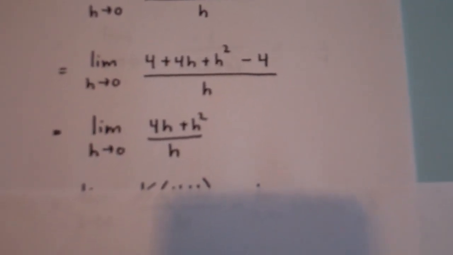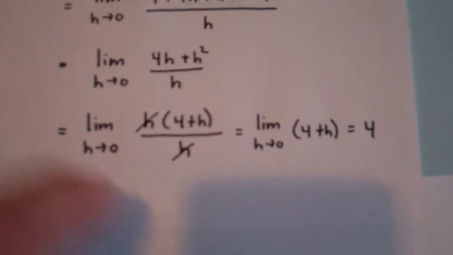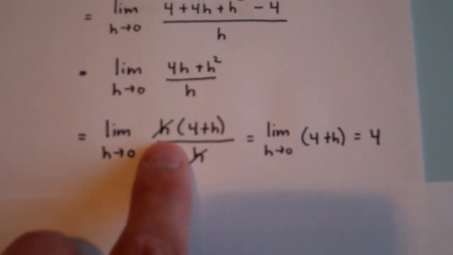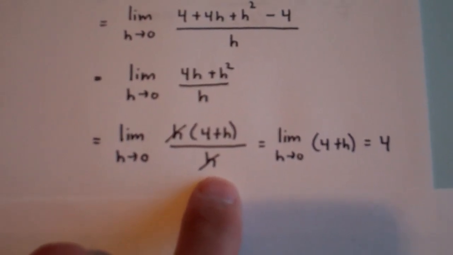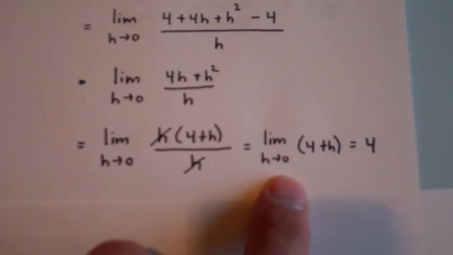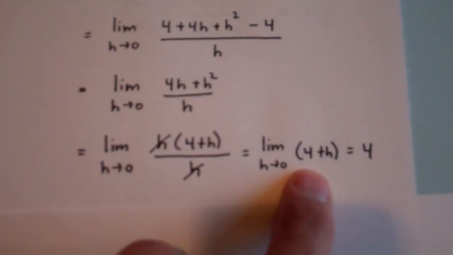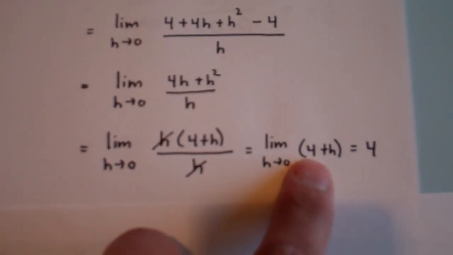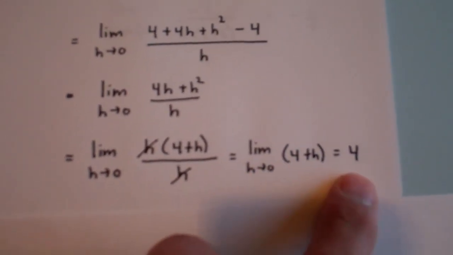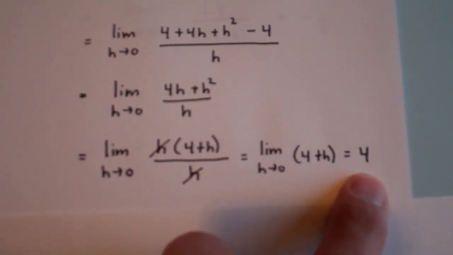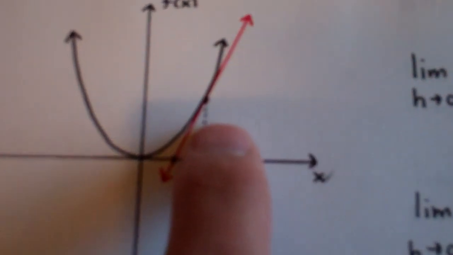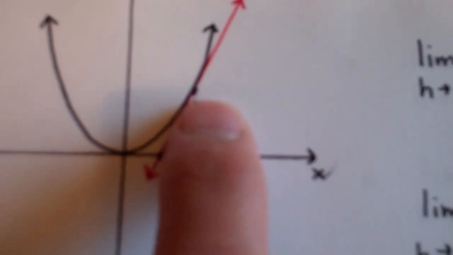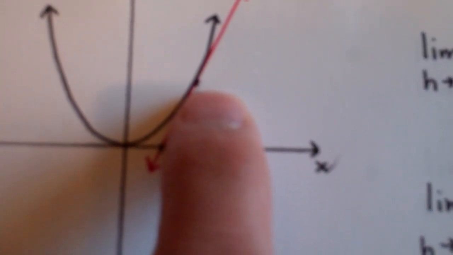And as we probably know already, you can factor the h out of the top, in which case the h on top that you factored out cancels out real nicely with the h on the bottom. And we simply have the limit as h goes to 0 of 4 plus h, which we can evaluate with a direct substitution and get an answer of 4. So the slope of this function right at that point right there is exactly 4.